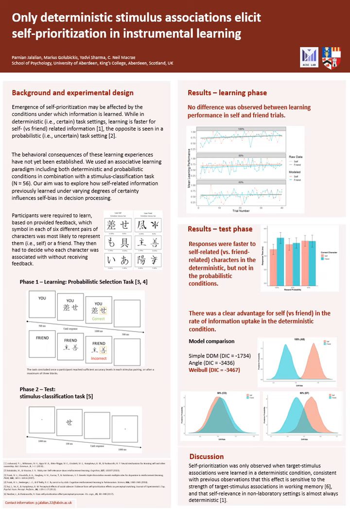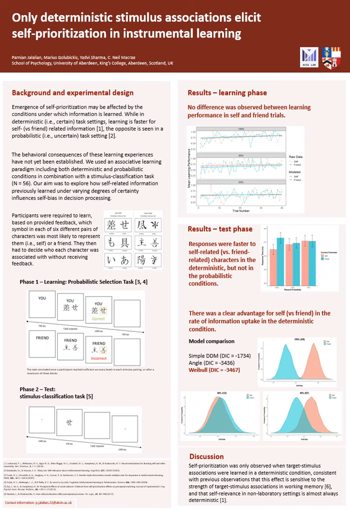We then tested what they had learned in a stimulus classification task. Looking at the results from the learning phase, learning rates were higher for higher reward probabilities, and there was no difference between learning performance in self and in friend trials. Despite participants learning to a similar level for both self and friend, looking at the results from the test phase, we see that responses were faster to self-related versus friend-related characters, but only in the deterministic condition.